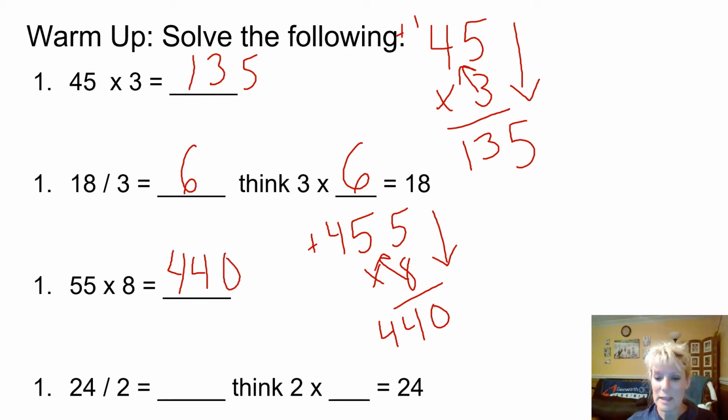All right, and the last one there, 24 divided by 2 equals blank. I want you to think of 2 times what equals 24. Pause it and come on back.